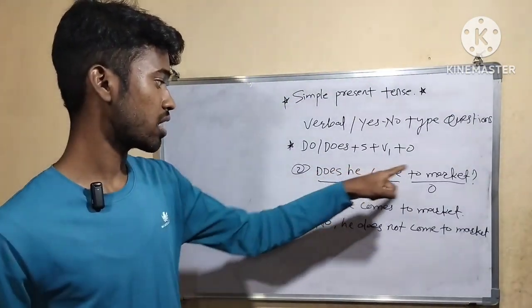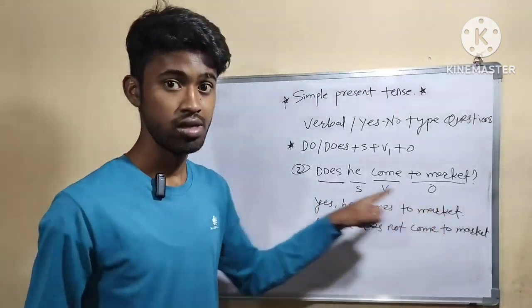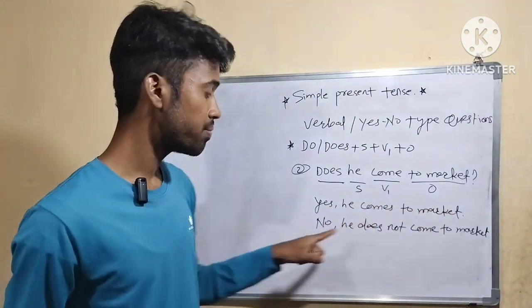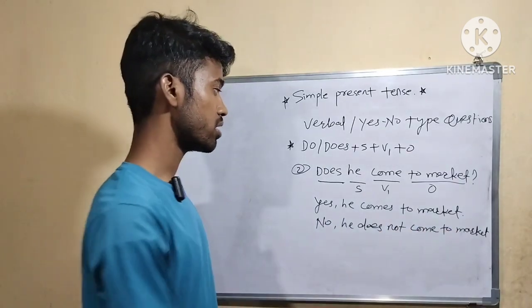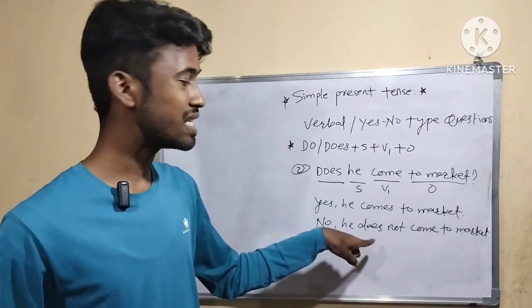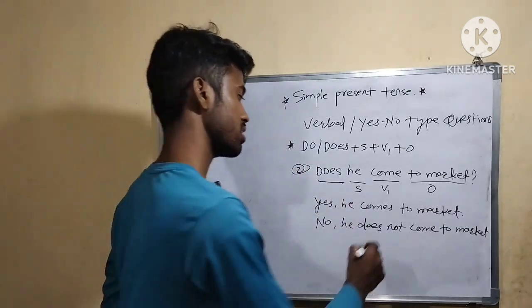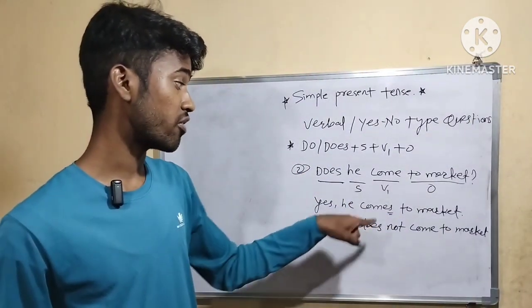What is the question? Does he come to market? What is the positive answer? Yes, he comes to market. Negative answer: No, he does not come to market. Here, see, does is there. That is why in the negative answer does came. But in the positive answer there is no does. We have to use s or es after the verb.